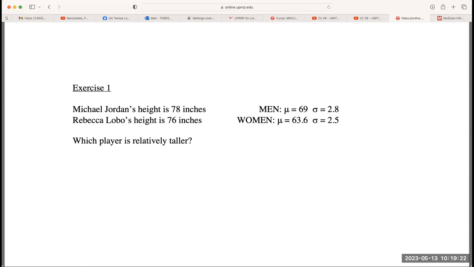Within one standard deviation of the mean, you find 68% of the observations. Within two standard deviations of the mean, you find, oh, you guys don't see my iPad, sorry. I have to put the iPad up.